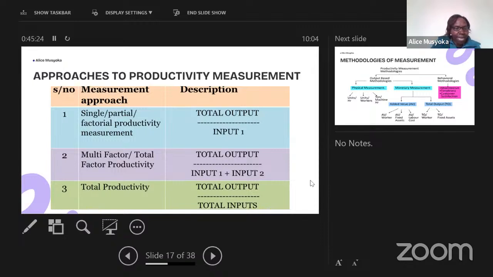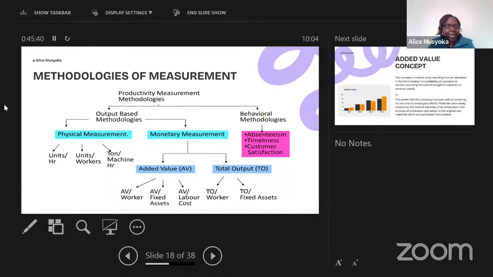Then we could measure total productivity, which is total output divided by total inputs. That will give us the result for total productivity. To understand this better, let's move to the next slide. We look at methodologies of measurement.